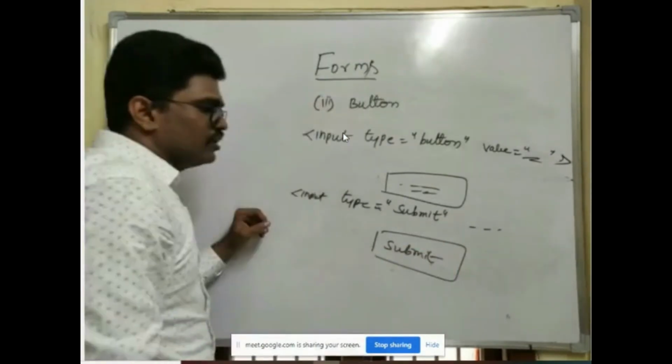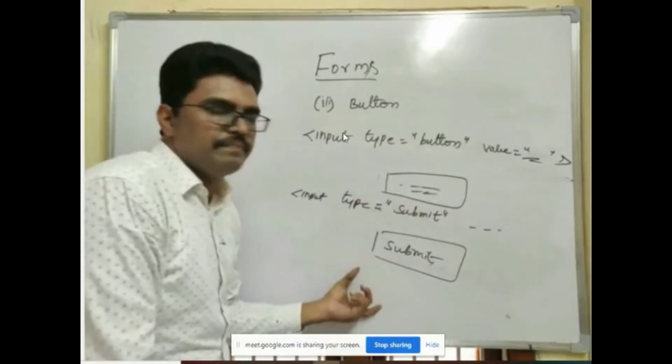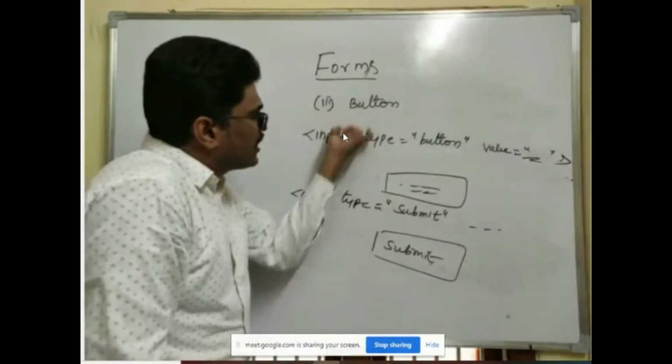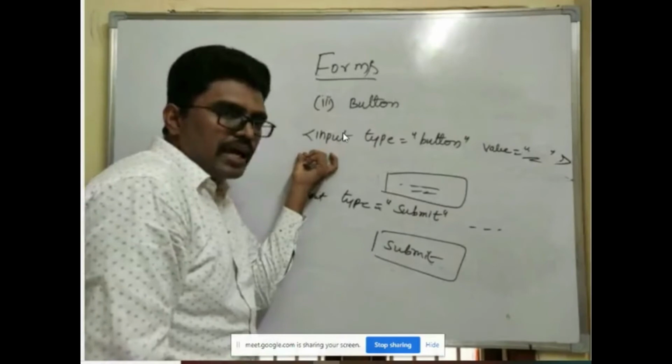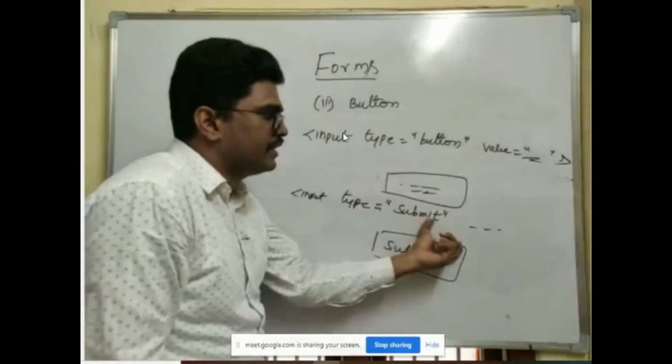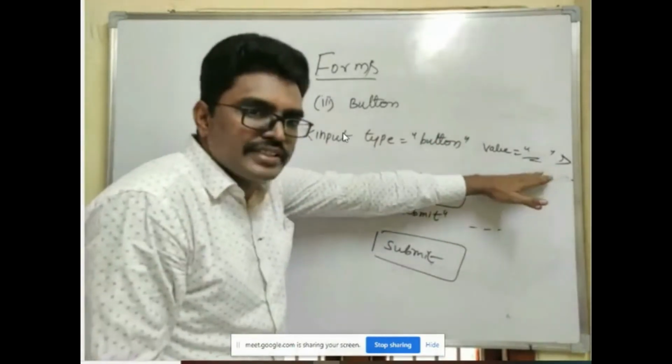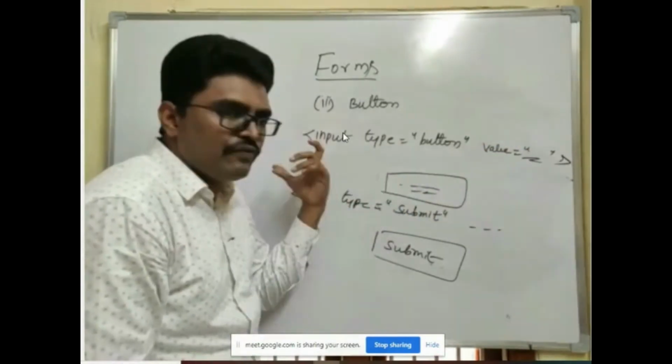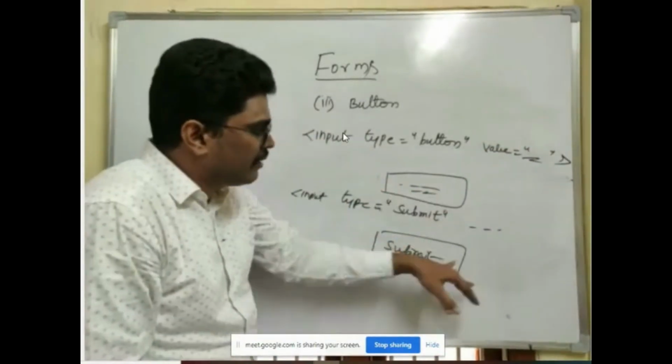By default, you'll be getting a submit button. So to create a button, you have to use the same input tag. Input type is equal to button, type equal to submit. What are the name and value fields? I told you, name is for giving a name to it. Value is the label that is displayed here.